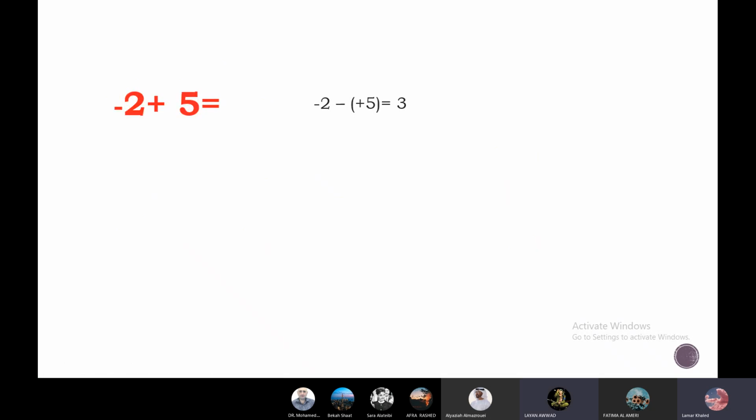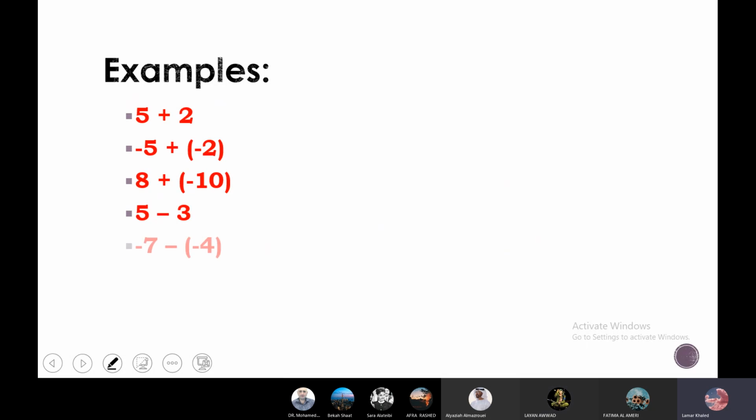No. So here we have so many examples. We don't need to solve them all, but I just want to know if you all understand. So, Leanne, can you solve the first question? The answer will be 7. Yes, why 7? Because both signs are positive, so the answer will be positive. And then we do 5 plus 2 equals 7.